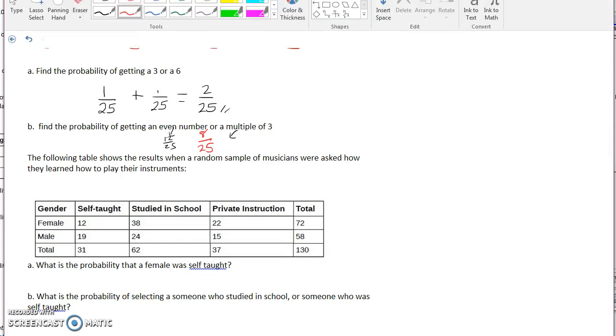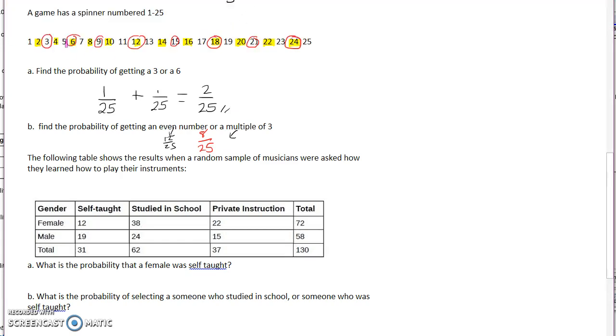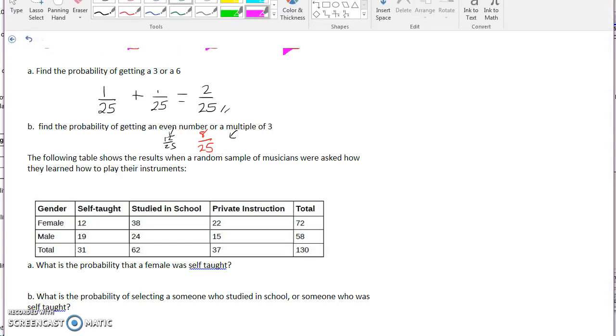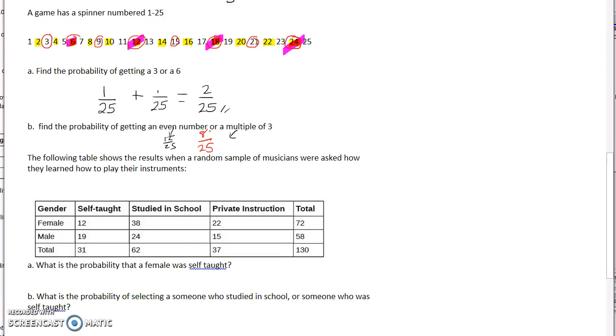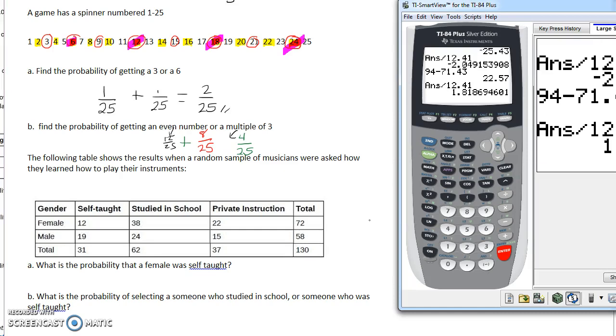But we've got an issue here. What you see is there are actually a few numbers, this one, and this one, and this one, and this one, that actually overlap, right? Those are the ones that are multiples of 3 and they are even numbers. So while you will add the first two like we did in the previous problem, we need to subtract that overlap. So how many times did we double count? You can see that there are 4 of those. So we do minus 4 out of 25. So this is how we're going to calculate this probability. I'm actually going to use my calculator for this one.